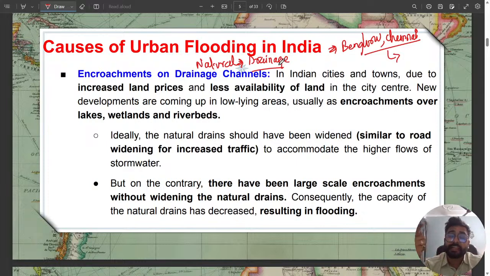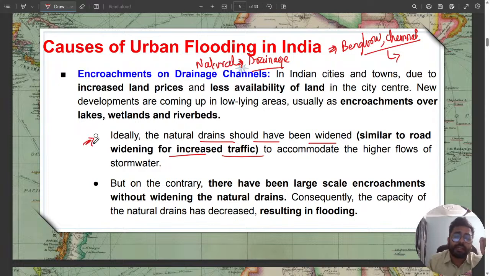So increased land prices and less availability of land, all these factors force people, and they also force the builders, the nexus of builders and politicians. All these societies come up without any analysis of the vulnerability of the area, without studying the topography of the area. They simply start doing the construction in these areas, and the result is you will get water in these areas. So ideally, the natural drains should have been widened, similar to road widening for increased traffic.